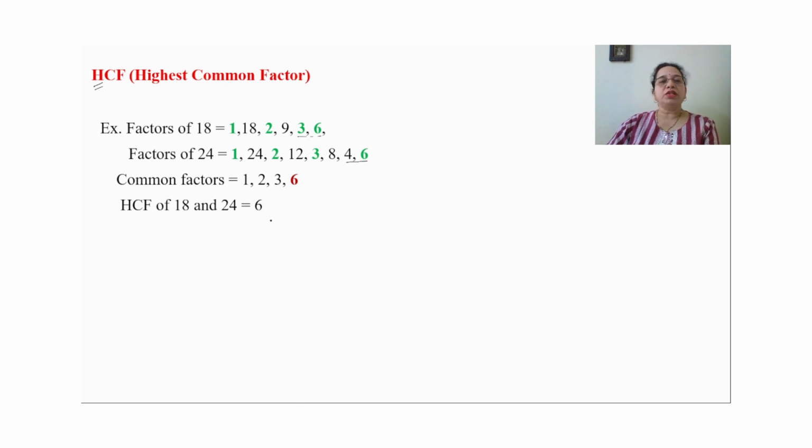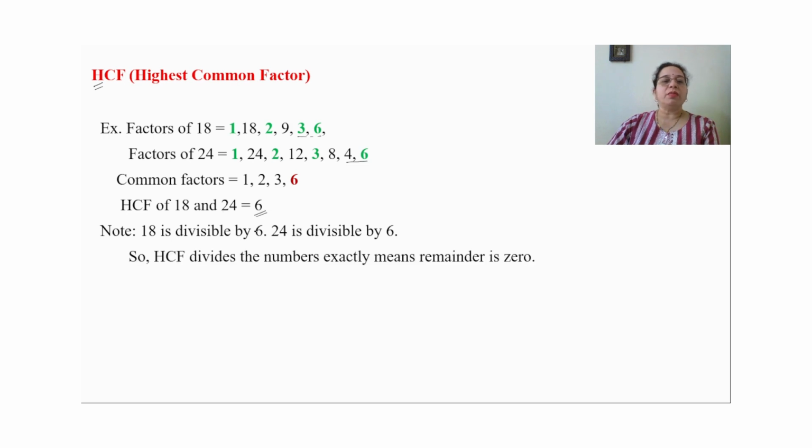This method we always do when we start this HCF concept, but in higher classes this method is not useful. So now 18 is divisible by 6 and 24 is also divisible by 6. So this HCF we got. So we can say that HCF divides the numbers exactly. What is the meaning of exactly over here? When we divide, the remainder will be 0. So HCF divides the numbers exactly.